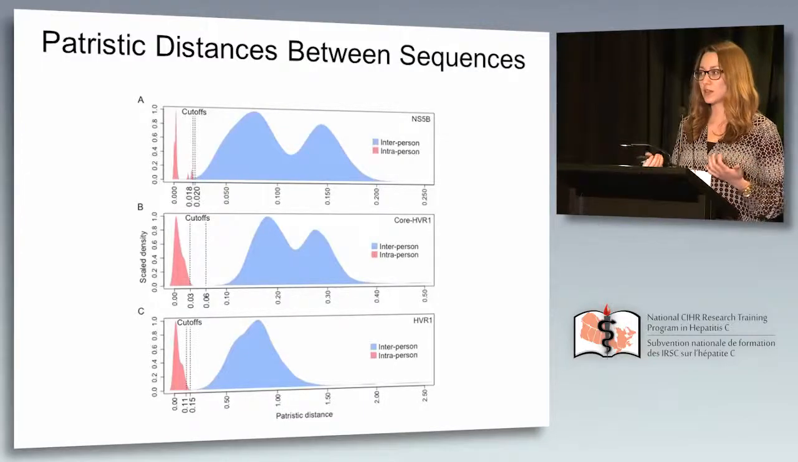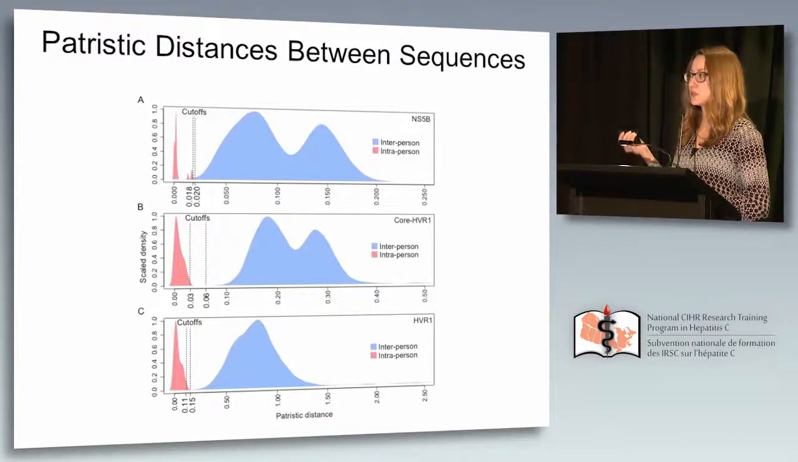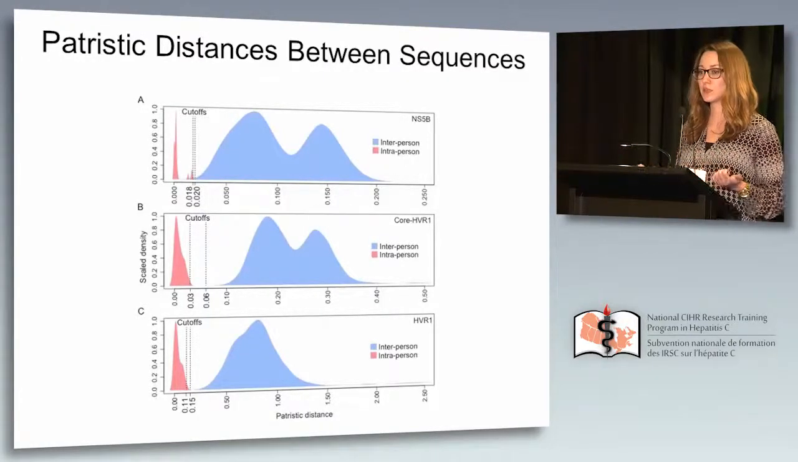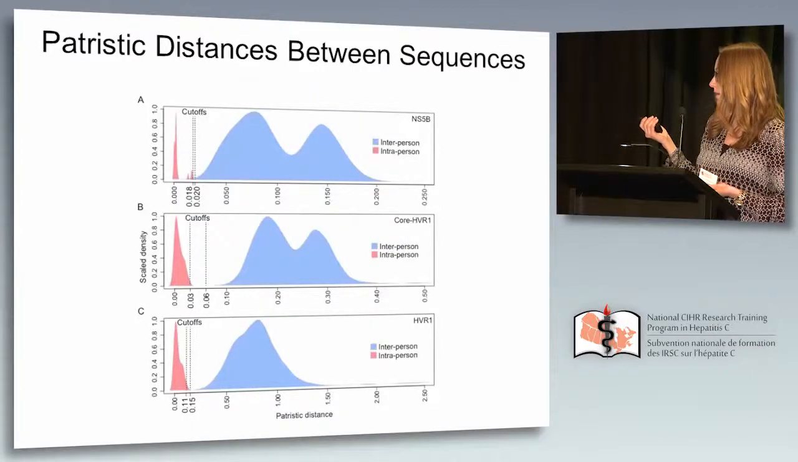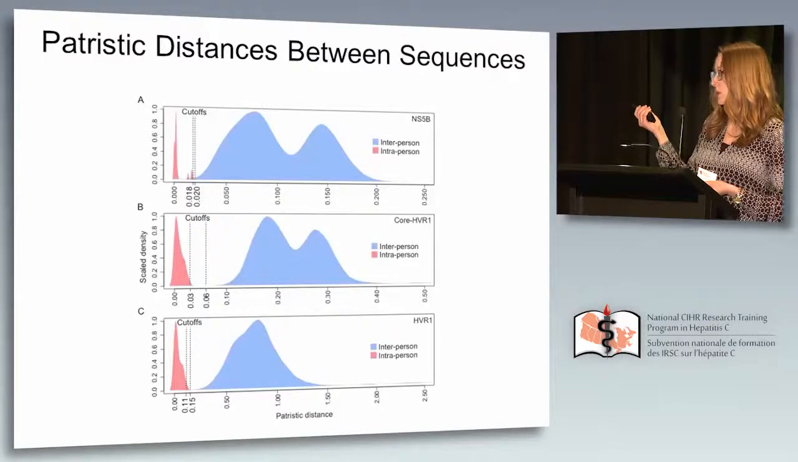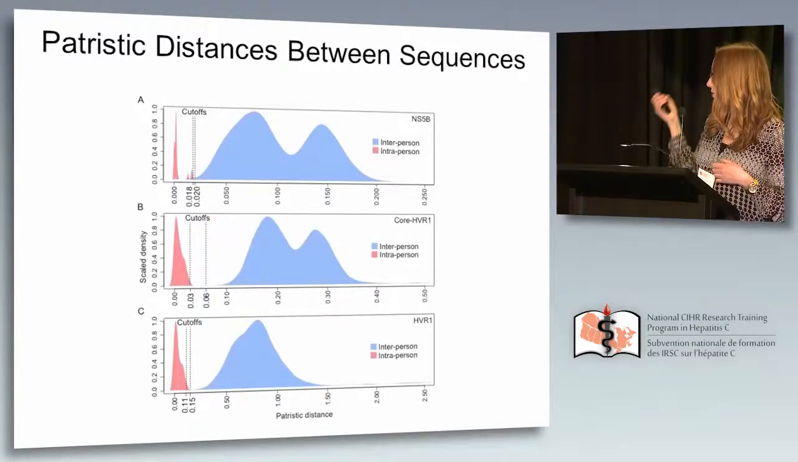We built a phylogenetic tree with all those sequences and plotted the distances between all the sequences in those trees. In blue are the distances between sequences from different patients. In pink is the distance between two sequences from the same patient. And then we set cutoffs just above that distribution.